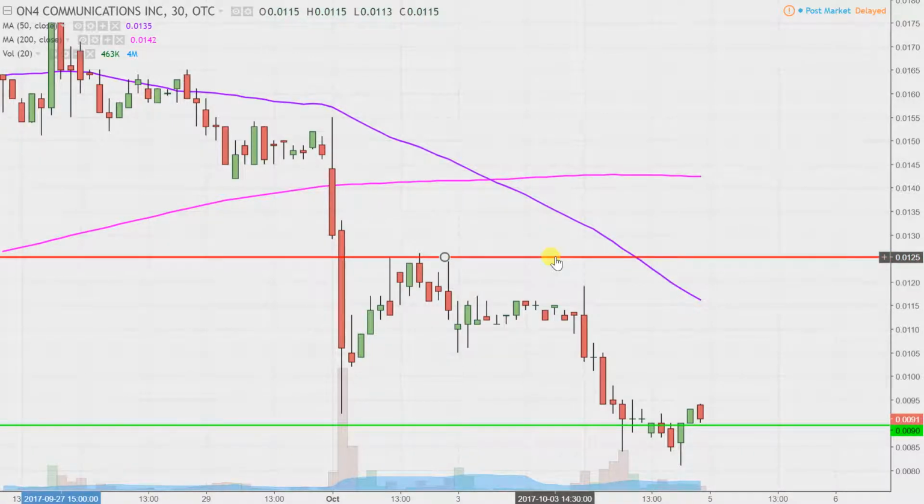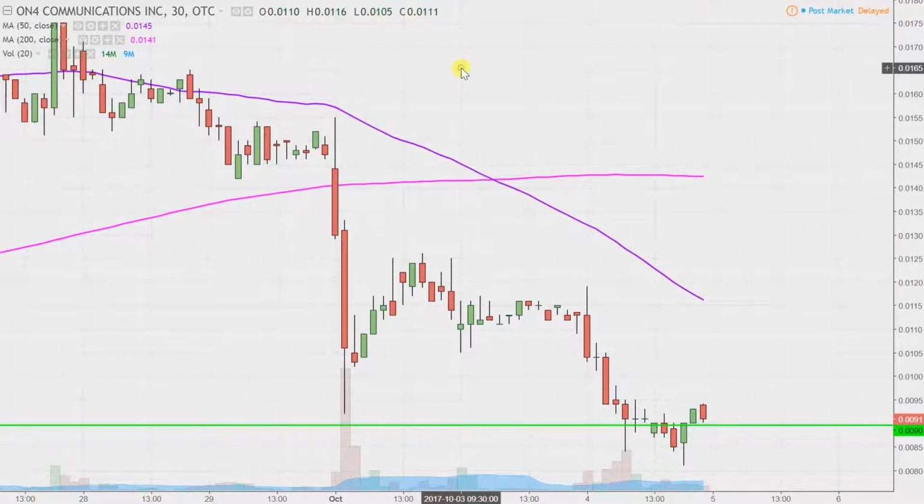And then just from a presentation standpoint, I don't want to have a million lines all over the place and risk causing clutter and confusion. So I want to try to keep this as clean as possible. So again, the key level of resistance going forward continues to be that purple line right there, the 50-period simple moving average. Now let's talk about levels of support.